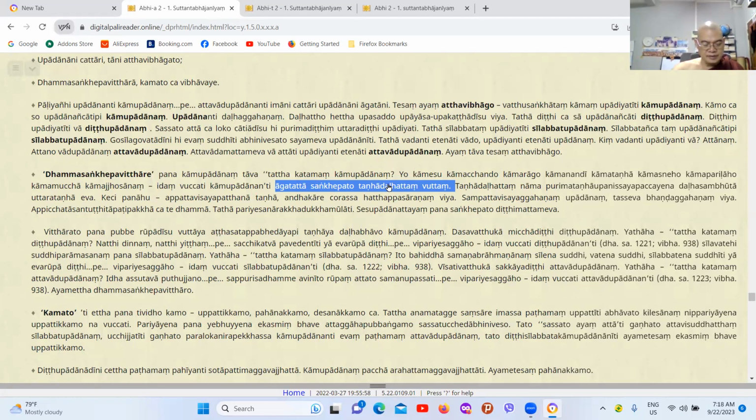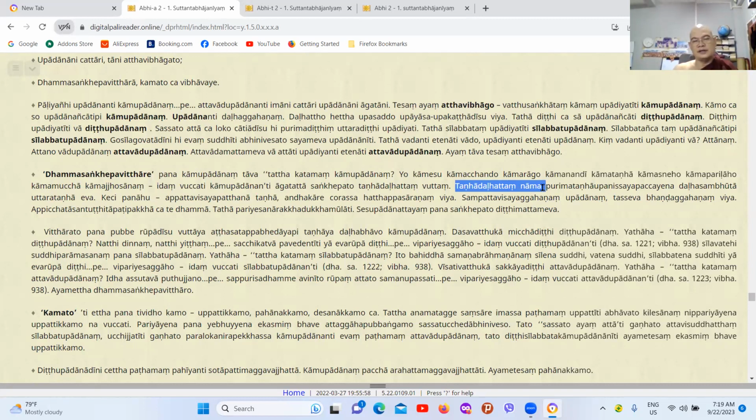Dana dalata nama purima dana upanisa pachina. Dana dalata nama, the strength or the firmness of the dana. Purima dana upanisa pachena dala sambuddha uttara dana ewa. Here, strong dana or the firm dana refers to the uttara dana, the subsequent dana. There are two kinds of dana here, the preceding dana and the subsequent dana.